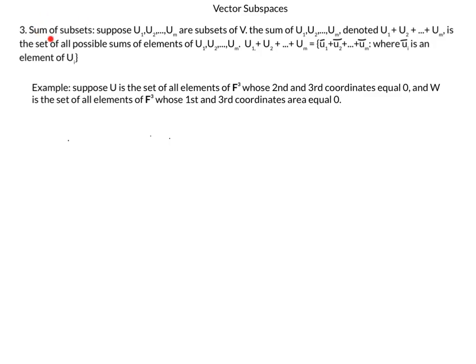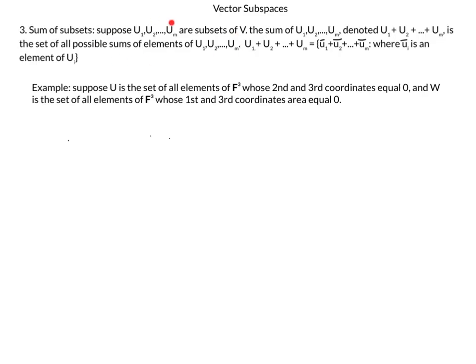We will start with the definition of the sum of subsets. So suppose we have U1, U2 up to UM, and these are subsets of V. Now we want to define the sum of U1, U2 up to UM, and we're going to denote that with these plus signs. So U1 plus U2 plus up to UM, and that's the set of all possible sums of the elements U1, U2 up to UM. So U1 plus U2 up to UM is equal to the vector U1 plus the vector U2 plus up to the vector UM, where U sub I is an element of the U sub I subset.